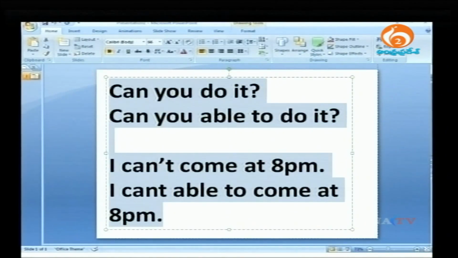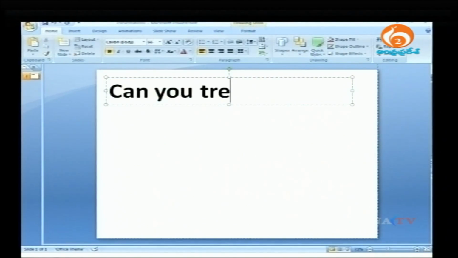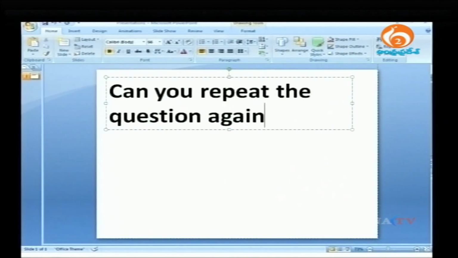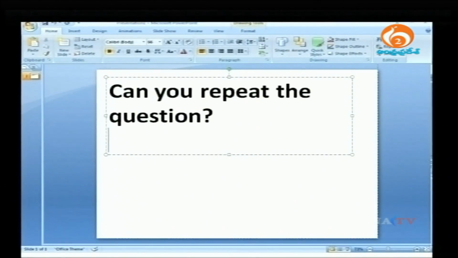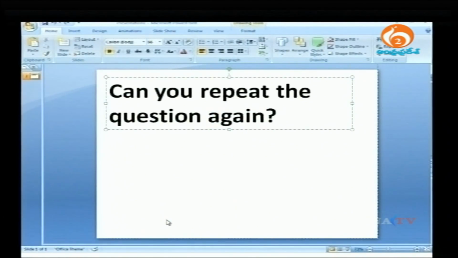Okay. Another mistake that people make is, "Can you repeat the question again?" Now, repeat itself means it's going to happen again. Correct? So we don't really need "again." Another example, so let me just mark it for those who are watching it late. This word is a redundancy, so we don't really need that. Correct?